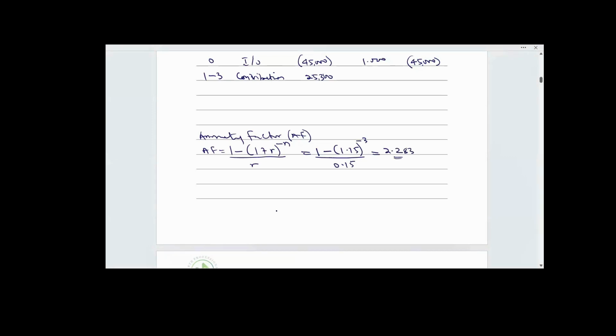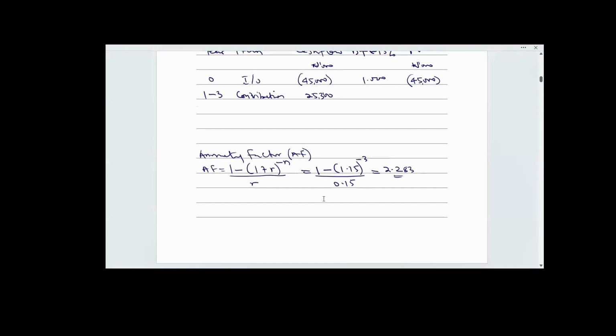2.283. Please use your own calculator and ensure that you got 2.283. So here is 2.283. I need to multiply that with 25,300,000. So I would then say 25,300,000 multiplied by 2.283 equals 57,760. Here is 57,760. So I will then find the difference.